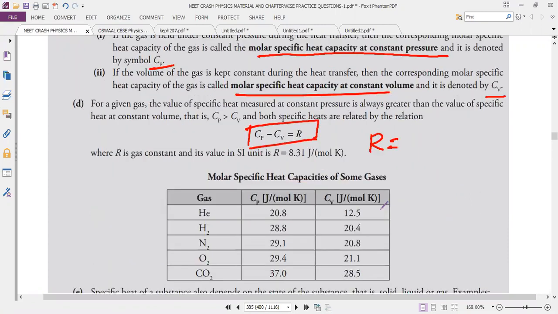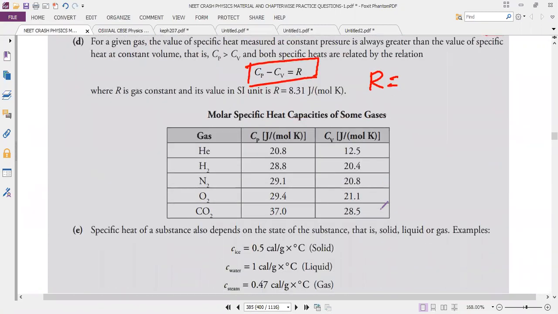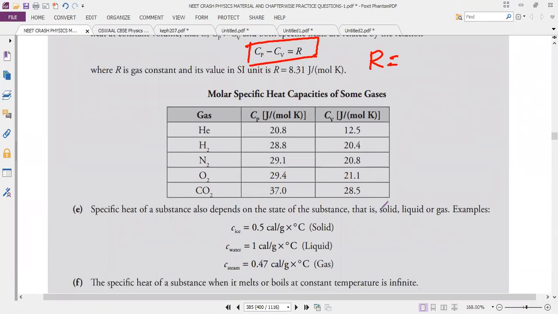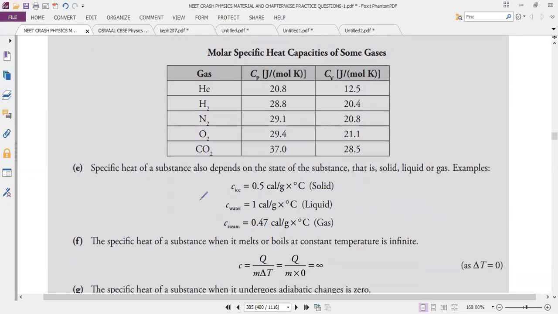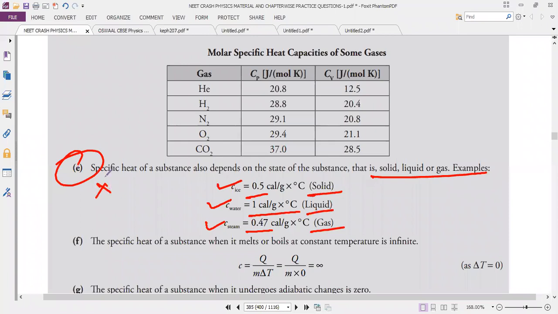This is some example of molar specific heat, constant pressure and constant volume. Helium, hydrogen, nitrogen, these are the molecules. Nitrogen, oxygen, carbon dioxide. The specific heat depends upon the state of the substance also, solid, liquid and gas. For the ice 0.5, it is the form of solid. For the water 1 calorie, it is a liquid. For the steam 0.47, the form of gas. This is important.